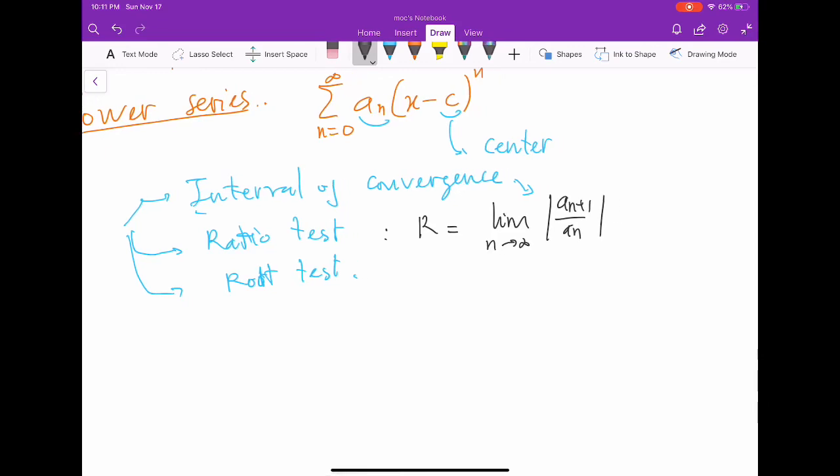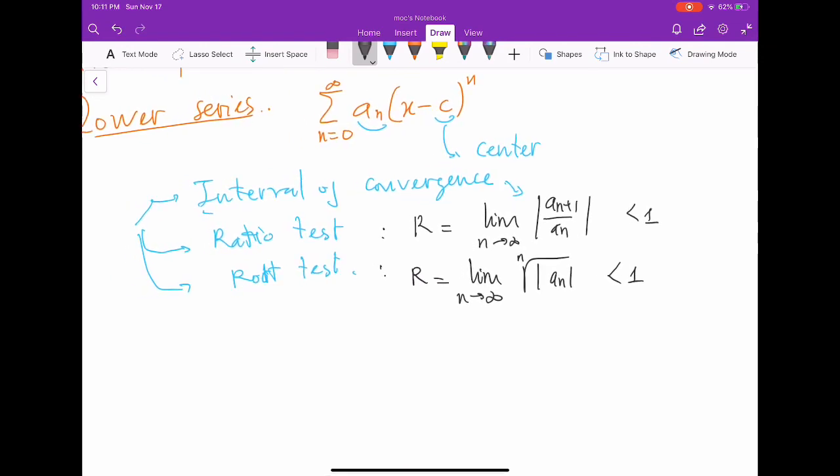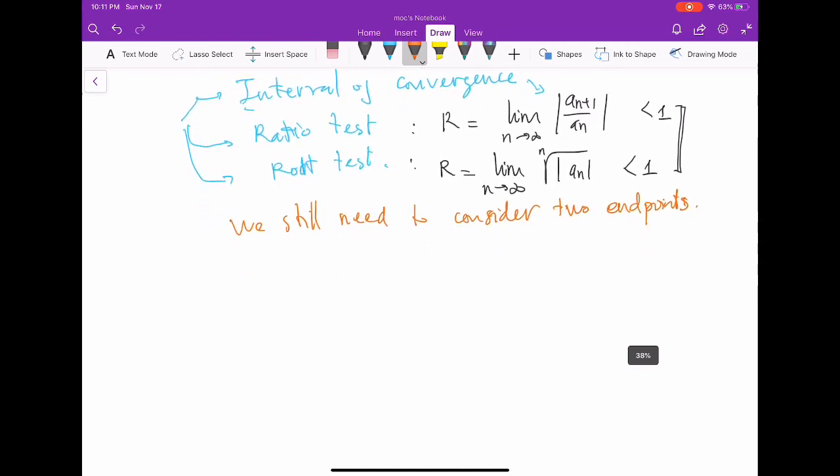And once you found R, you can set it less than 1, because we know that when R is less than 1, our series converges. And similarly, you can do the root test. You find R equal to the limit of the n-th root of the absolute value of a_n as n approaches infinity, and you set this less than 1. And after this situation, we still need to consider two endpoints.